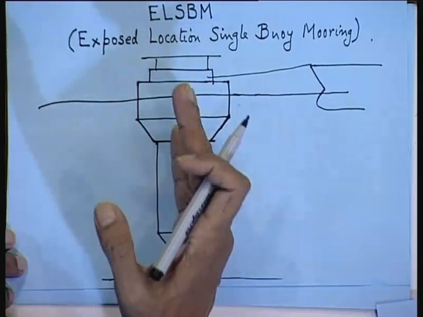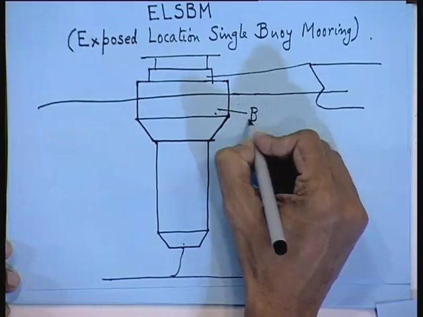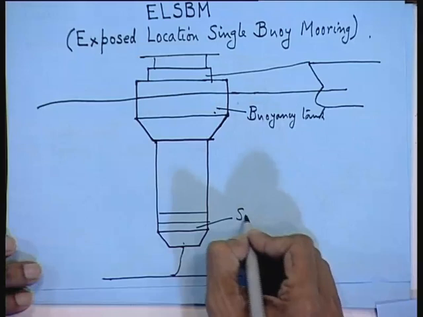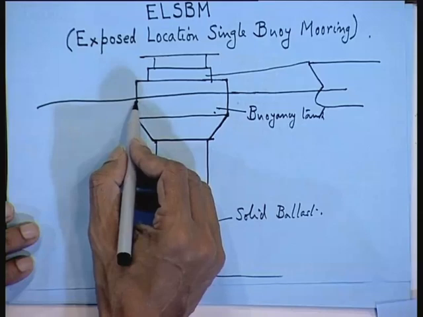So, in the same configuration, you have your buoyancy tank out here and ballast weight down below. Ballast, or here you can give solid ballast. Now, to prevent a large amount of motions, you have catenary anchor leg chains.